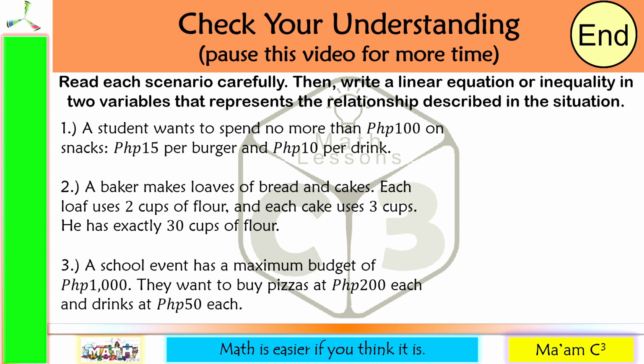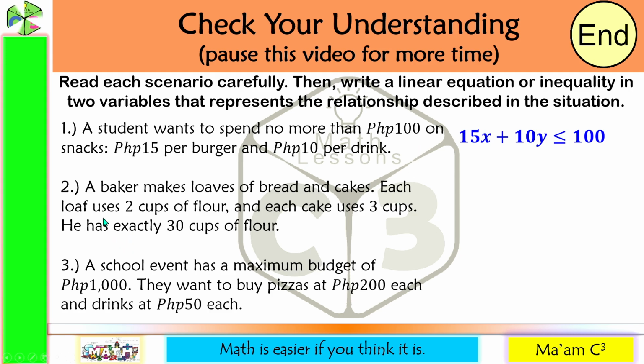Let us answer. Read each scenario carefully. Then, write a linear equation or inequality in two variables that represents the relationship described in the situation. Number 1, a student wants to spend no more than 100 pesos on snacks. Each burger is 15 pesos and each drink is 10 pesos. No more than 100 pesos. So it means the maximum amount is 100, but it could be less than 100. So we have 15x plus 10y is less than or equal to 100.